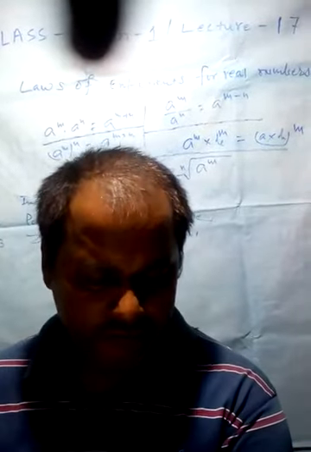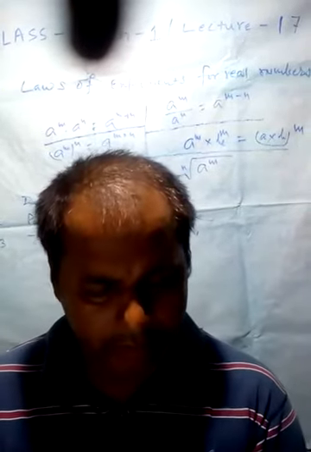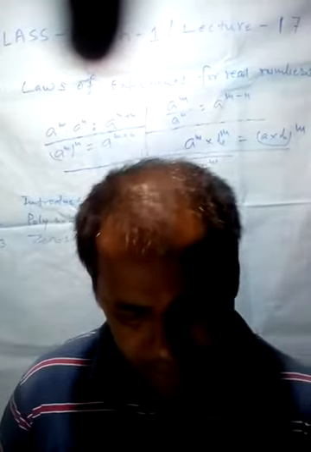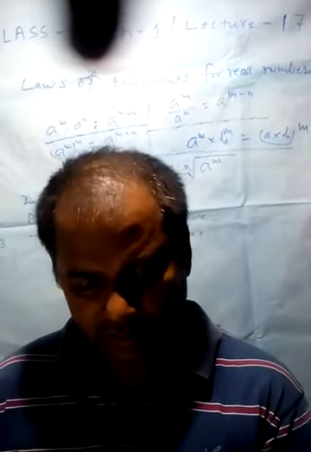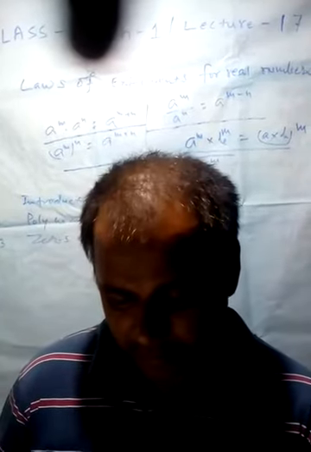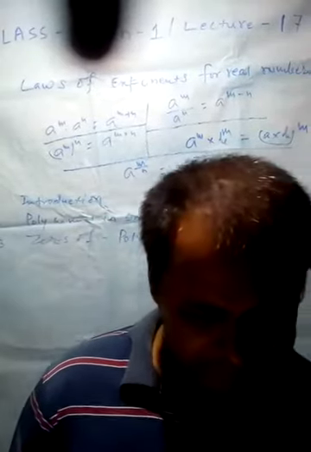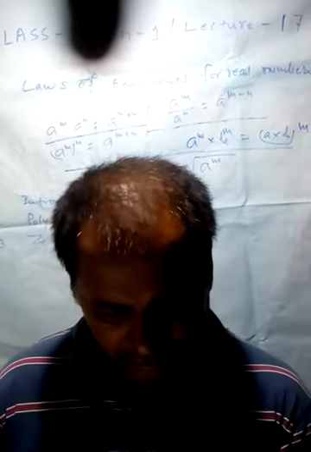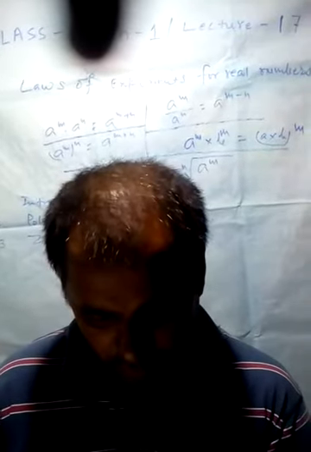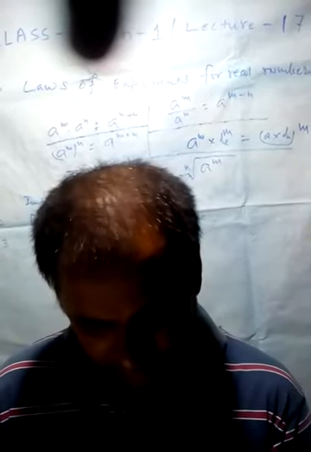1.6 Laws of exponents for real numbers. Do you remember how to simplify the following? It is page number 24. 1. 17 squared into 17 to the power 5. Second, (5 squared) to the power 7. 3. 20 to the power 10 by 23 to the power 7. And 4. 7 to the power 3 into 9 to the power 3.